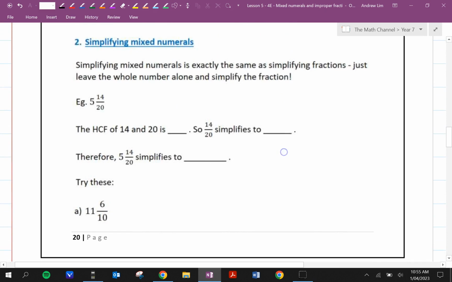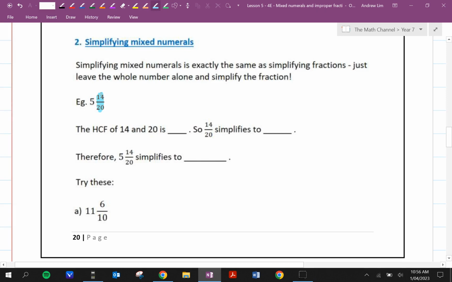Let's have a look at the second part of this lesson, which is simplifying mixed numerals. So simplifying mixed numerals is exactly the same as simplifying fractions. Just leave the whole number alone and only simplify the fraction. So here we've got 5 and 14 over 20. Leave the 5 alone. We are only concerned with the 14 over 20.